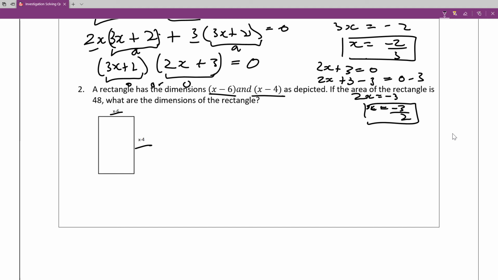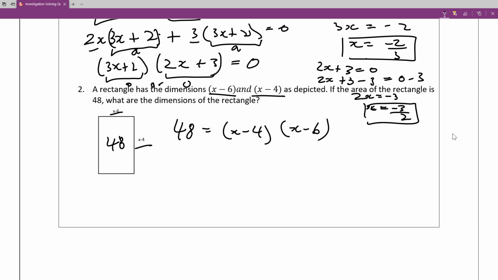So why don't we just get the area of this, because the area is 48, right? So the area is 48, which is equal to the length times width, which you should know. What's the length here? X minus 4. What's the width? X minus 6. That's it. So then, after this, it's going to be very hard to find out, well, not very hard, but you're going to have to guess and check to find out what x's work to make it equal to 48.